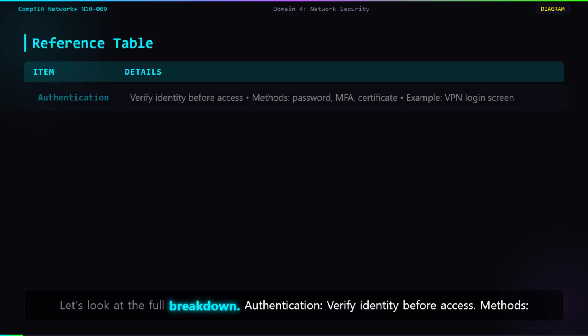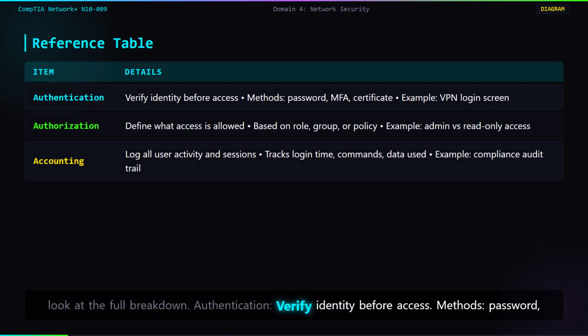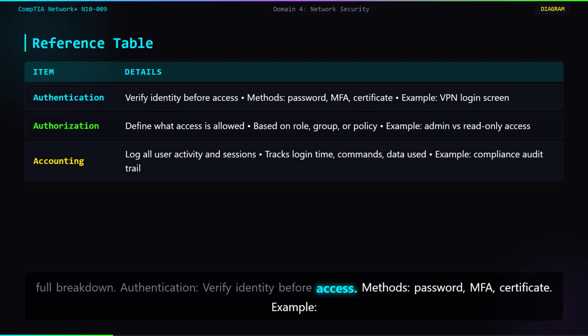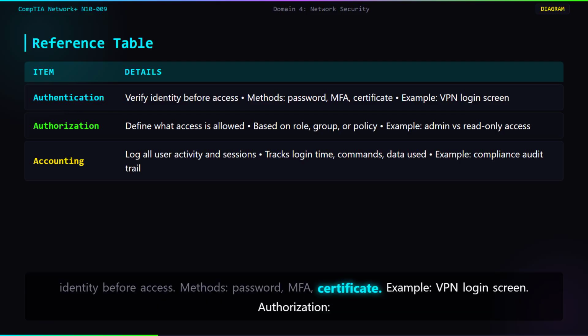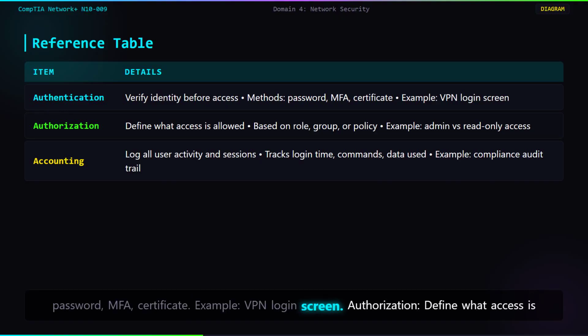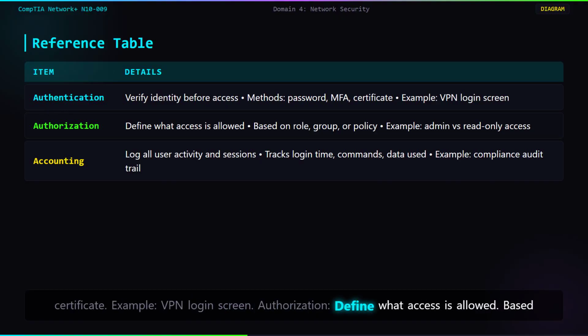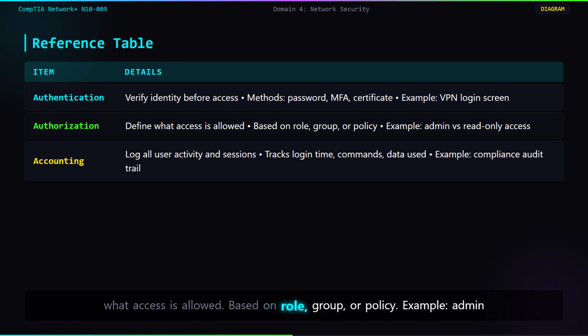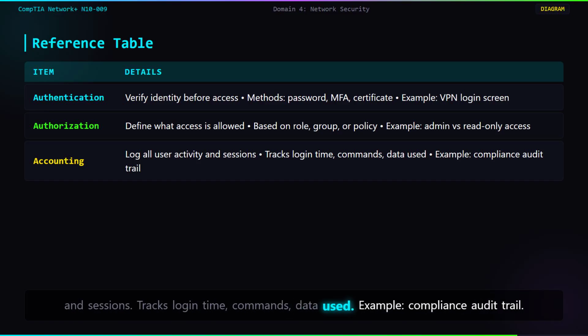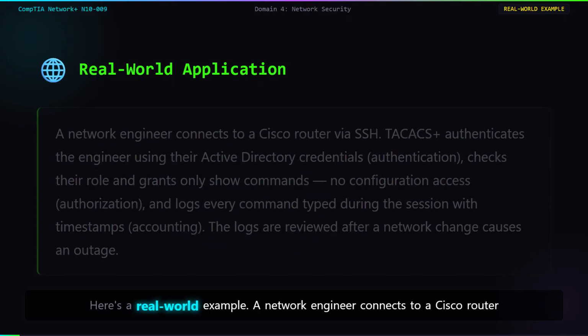Let's look at the full breakdown. Authentication: verify identity before access. Methods: password, MFA, certificate. Example: VPN login screen. Authorization: define what access is allowed, based on role, group, or policy. Example: admin versus read-only access. Accounting: log all user activity and sessions. Tracks login time, commands, data used. Example: compliance audit trail.